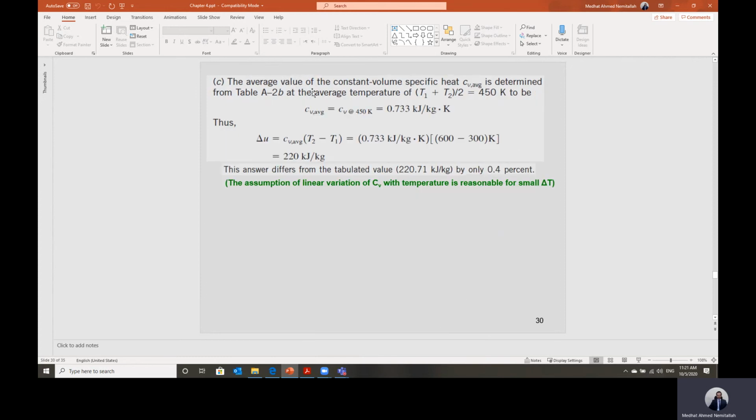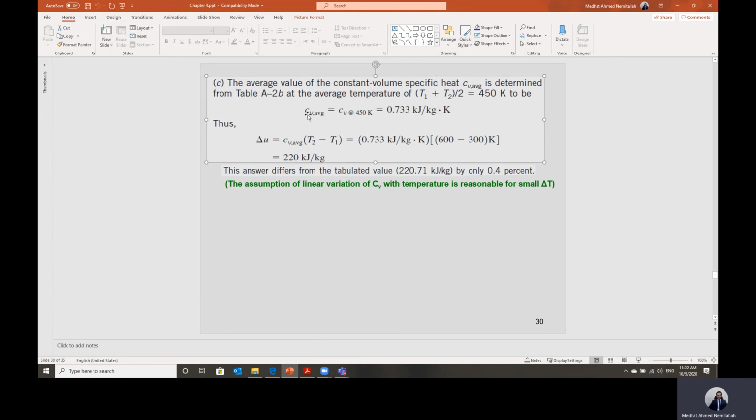For the third method, which is the constant specific heat, I will calculate the average temperature. So average temperature will equal T1 plus T2 divided by 2. T1 is 300 and T2 is 600, so the average will be 450. So at this average temperature, I will go to table A-2B, and for air, in this case, I can look at the value and get the specific heat at this temperature. It will equal 2.733 kilojoule per kilogram Kelvin. This is the specific heat. Multiply by T2 minus T1, then we can calculate delta U.